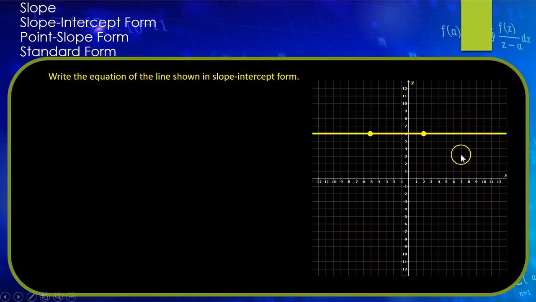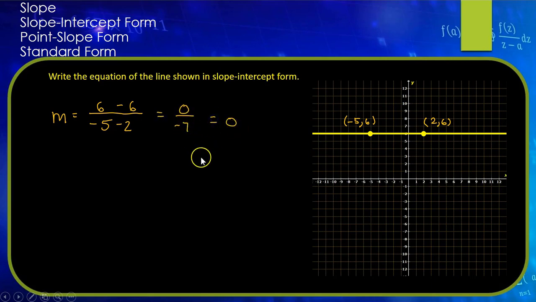I'm going to note that these are -5, 6 and 2, 6 as far as the coordinates go. And so when I calculate the slope, my y coordinates being subtracted on top, my x coordinates being subtracted on the bottom, I get 0 over -7, which is just 0.